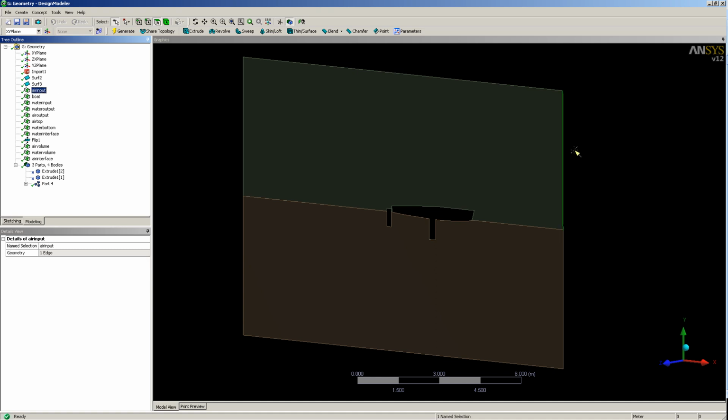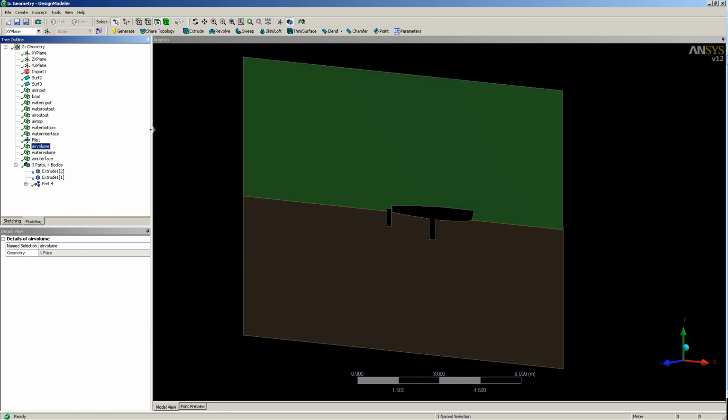So we gave a label to the input for the air, which is highlighted in green, and the input for the water. The output for the water, which is highlighted in green there. Output for the air. The top of the air domain. The bottom of the water domain. The interface between the two domains. So there's two of these. There's the interface at the bottom of the air domain. And then there's the interface at the top of the water domain as well.